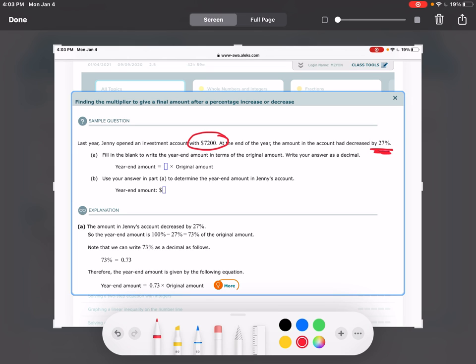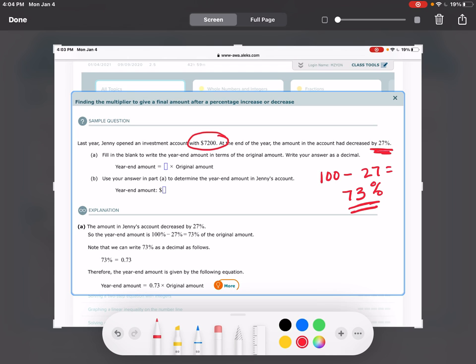Well, after it decreases by that percent, we don't want to talk about how much money went away. We want to talk about how much money we have left. The other part of this is 100 minus 27, which gives me 73. So after 27% goes away, we actually have 73%.